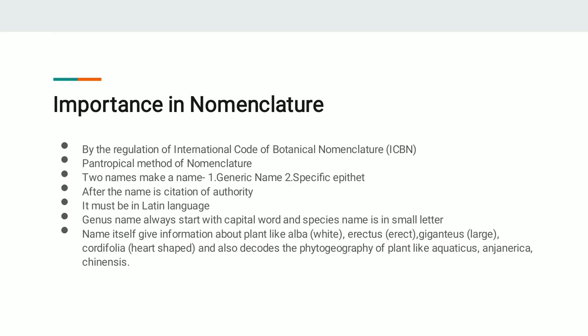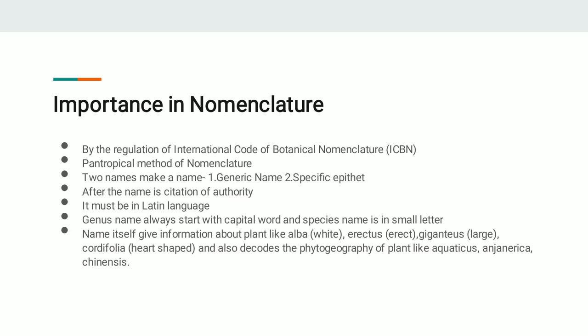Then the importance of plant morphology in nomenclature. By the regulation of the ICBN. What is the full form of the ICBN? International Code of Botanical Nomenclature. So it is the worldwide method of nomenclature. ICBN governs the rules and recommendations for the nomenclature of plants. Each organism, including plants, has two names: the first name is the generic name and the second name is the specific epithet. Just like Hibiscus rosa sinensis. Within that, Hibiscus is the generic name and rosa sinensis is the specific epithet.